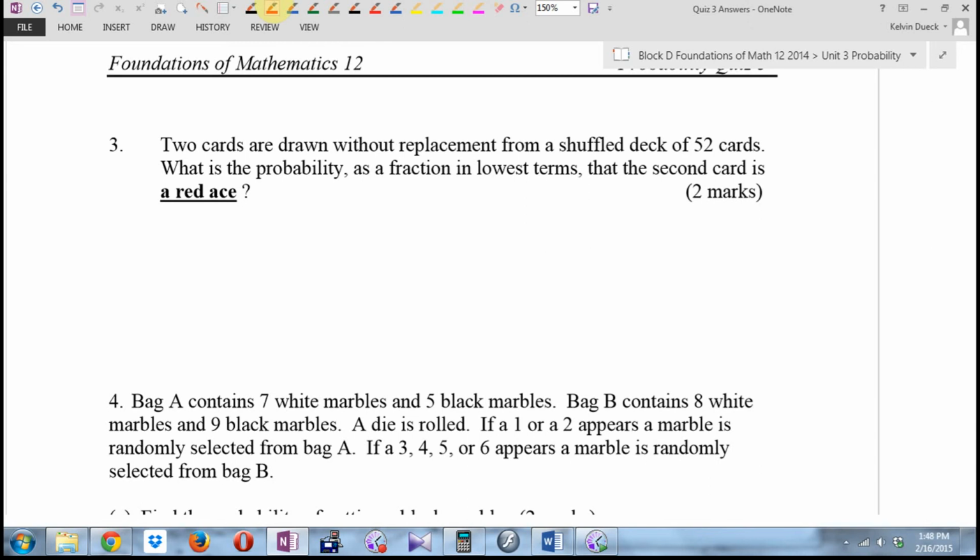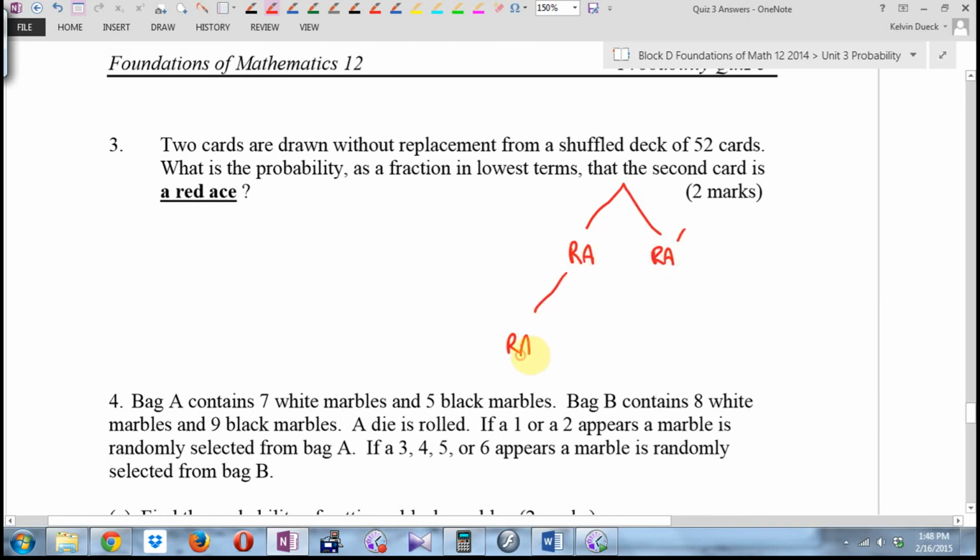Red ace, not red ace. So I'm going to have this. Red ace. Not red ace. Red ace. Not red ace. Red ace. Not red ace. And I think the 2 branches, Brianna, that I'm going to want are those 2, because those are the ones that end in red ace.